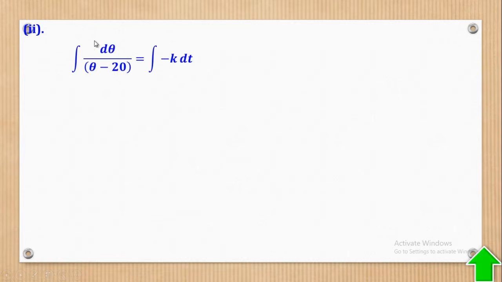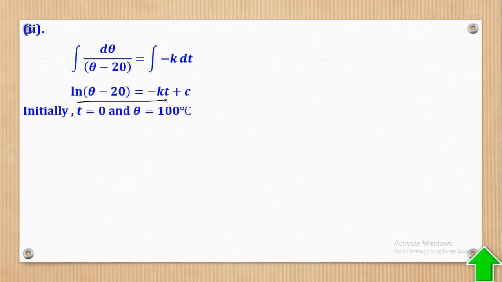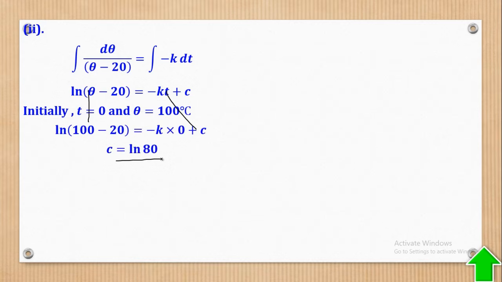So to solve it, you have to separate variables and put integrals on both sides. Then you can integrate, this gives you that and this gives you that, plus a constant of proportionality. So this is a general solution, but we need the particular solution using the given conditions. So initially t is equal to 0 and theta is 100 degrees Celsius. So we'll substitute for theta and for t to be able to get c as ln 80. Then that means that this equation becomes that.